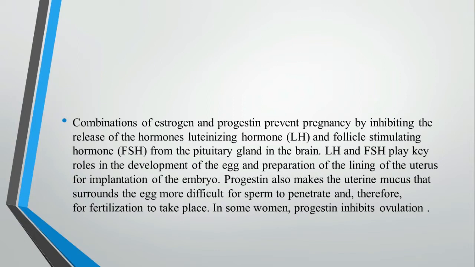The LH and the FSH play key roles in the development of the egg and preparation of the lining of the uterus for implantation. Progestin also makes the uterine mucus that surrounds the egg more difficult for sperm to penetrate, and therefore for fertilization to take place. In some women, progestin inhibits ovulation.